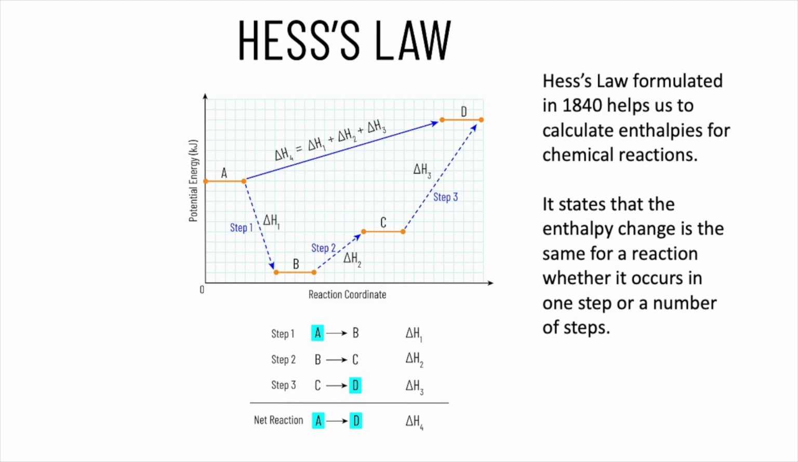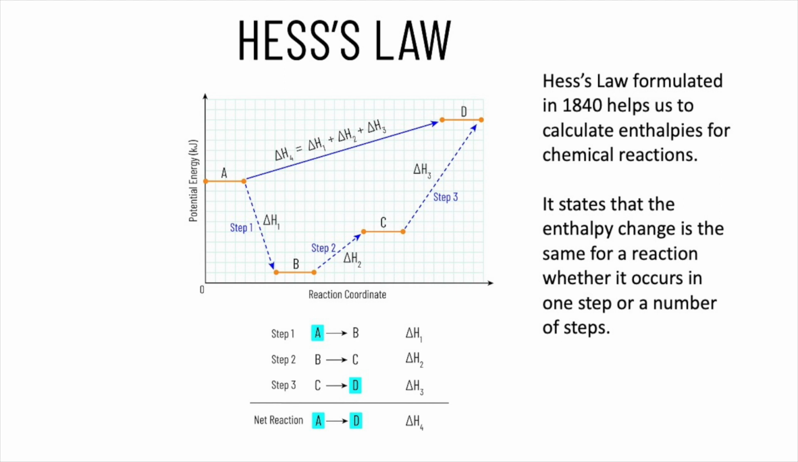And it states that the enthalpy change is the same for a reaction whether it occurs in one step or a number of steps. So here we have A going to D, and the enthalpy for that, delta H4, is equal to delta H1 plus delta H2 plus delta H3. That's because the enthalpy change to go from A to D would be the same if I went A to B to C to D, because it doesn't matter if I go in one step or a number of steps, the enthalpy change is the same.